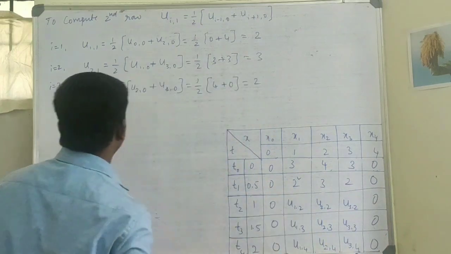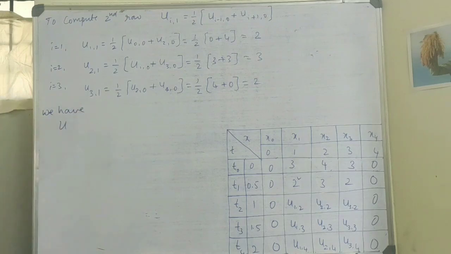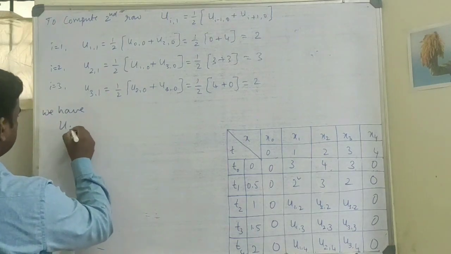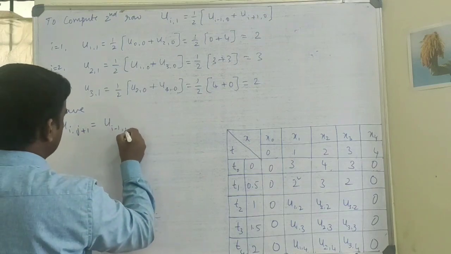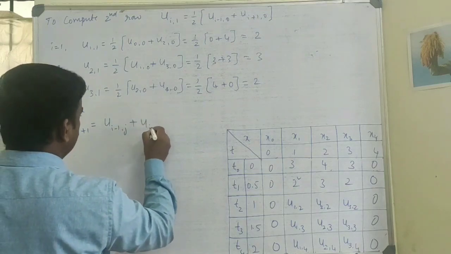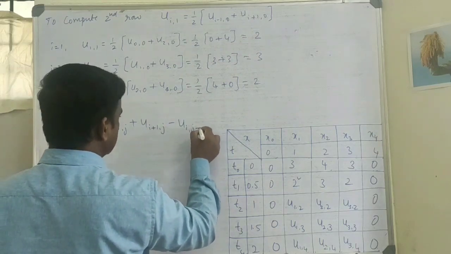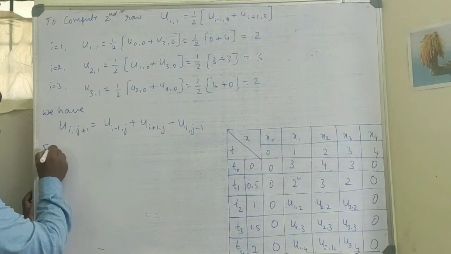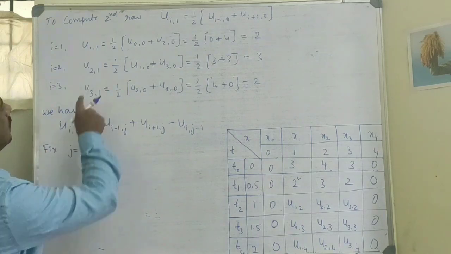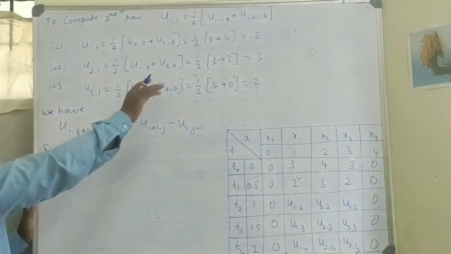So now to compute the other entries, we have to use the formula u(i, j+1) equal to u(i-1, j) plus u(i+1, j) minus u(i, j-1). So this is the formula. Fix j equal to 1; here I already have values corresponding to t equal to 1, so no problem.